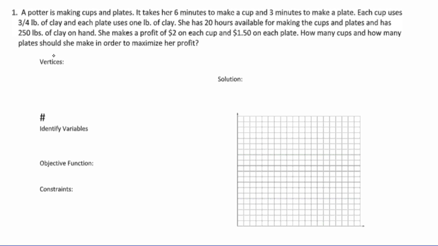So first one, a potter is making cups and plates. It takes 6 minutes to make a cup, 3 minutes to make a plate. Each cup uses 3/4 pound of clay, and each plate uses 1 pound. She has 20 hours available for making the cups and plates, and 250 pounds of clay. And then this has to do with the objective: profit, $2 per cup, $1.50 per plate. How many cups and plates?